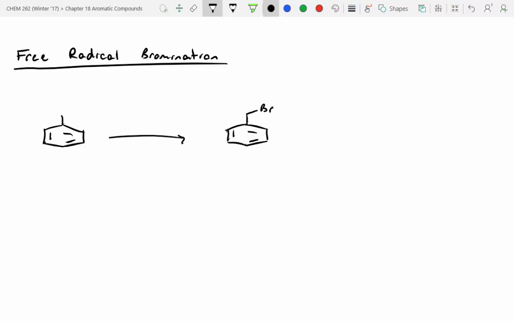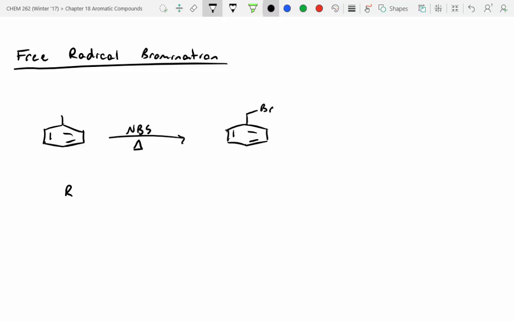So benzylic positions and allylic positions behave very, very similarly. So you can use NBS, which is that N-bromosuccinimide, and you can use heat. This will work on any benzylic position as long as you have alpha protons, right? So if you have tert-butyl benzene, you don't have alpha protons, there's nothing that you can brominate there. But if you have isopropyl benzene, you can, which is kind of neat.